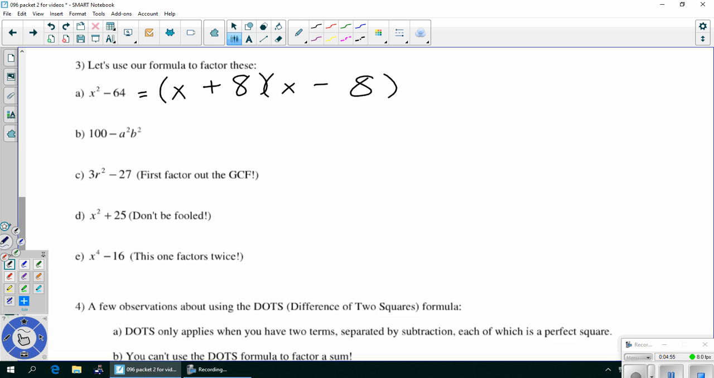100 minus a squared b squared, same three questions. Is it two terms? Yes. Are they both perfect squares? Yes, that 100 is kind of a giveaway that maybe this difference of two squares formula is in play. And then finally, is it subtraction? Yes.